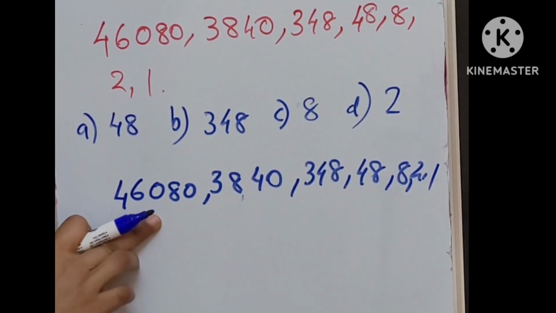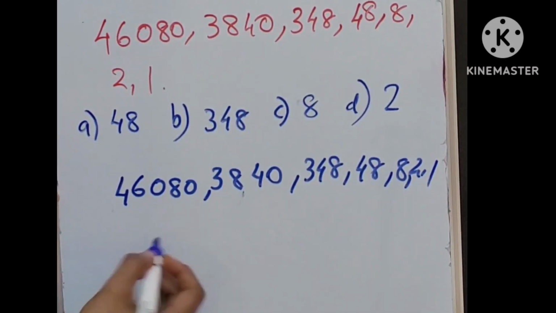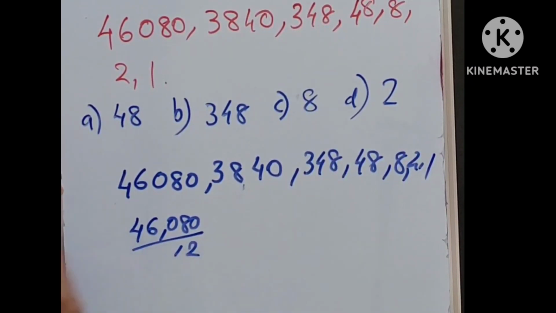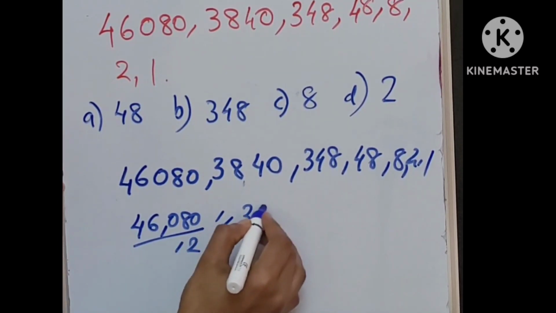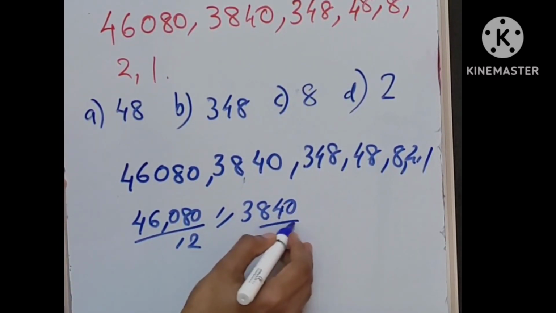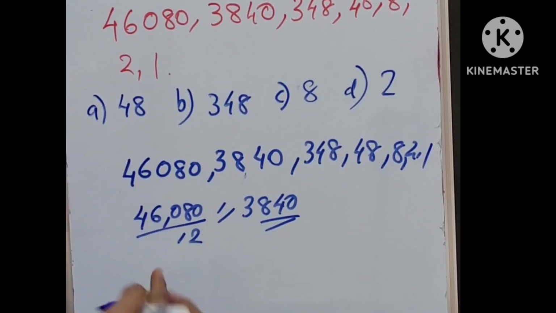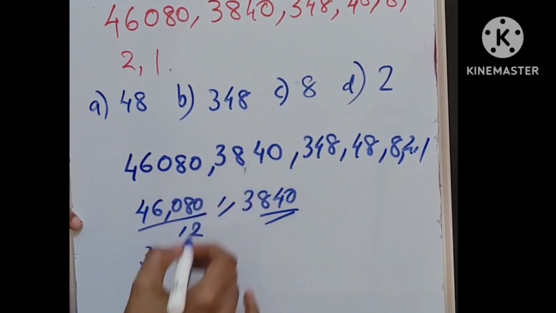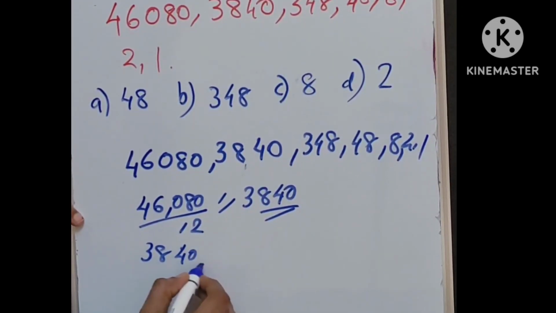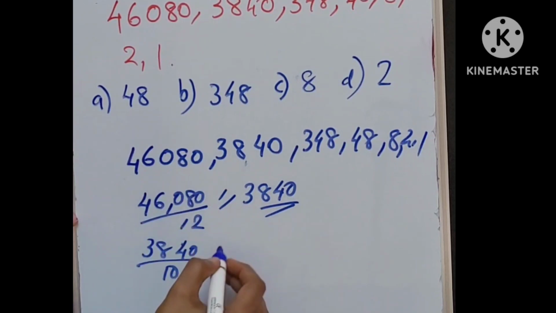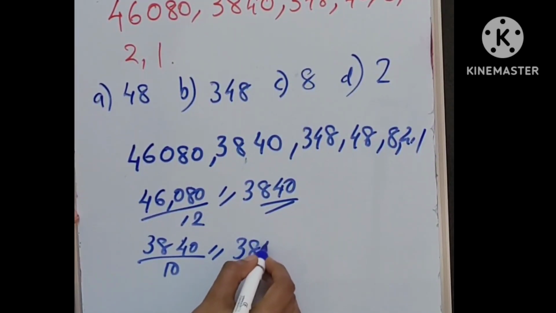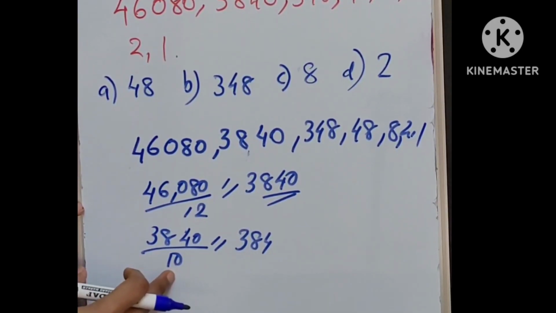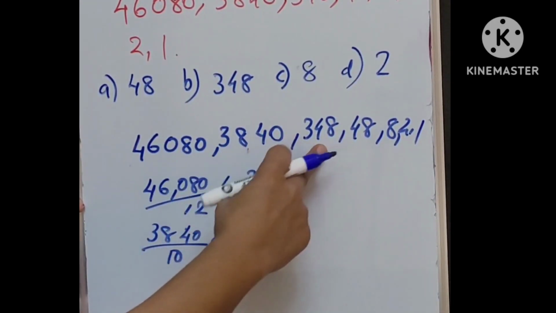The relation between the first term and the second term is, if we divide 46,080 by 12, we get 3,840. So divide by 12. Next, we divide 3,840 by 10. So we get 384. So the second is we have to divide by 10. In the series, it is given as 348.